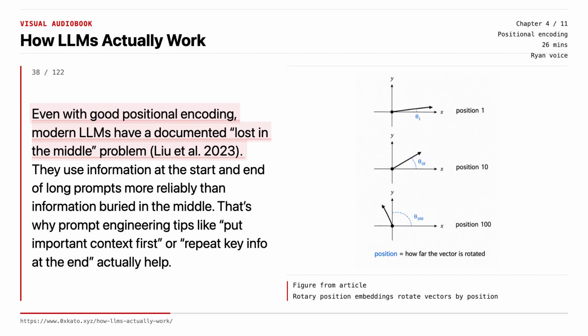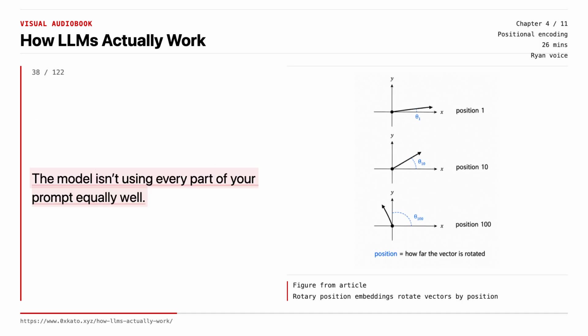Even with good positional encoding, modern LLMs have a documented lost-in-the-middle problem, Liu et al., 2023. They use information at the start and end of long prompts more reliably than information buried in the middle. That's why prompt engineering tips like put important context first or repeat key info at the end actually help. The model isn't using every part of your prompt equally well.